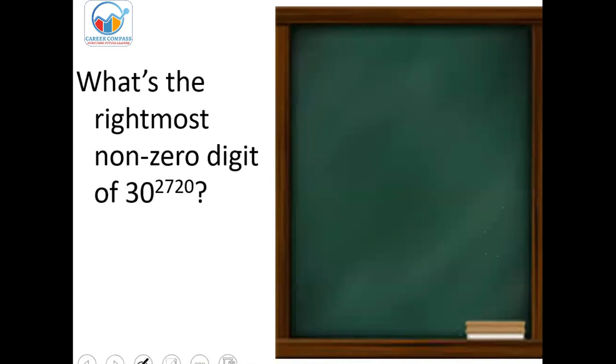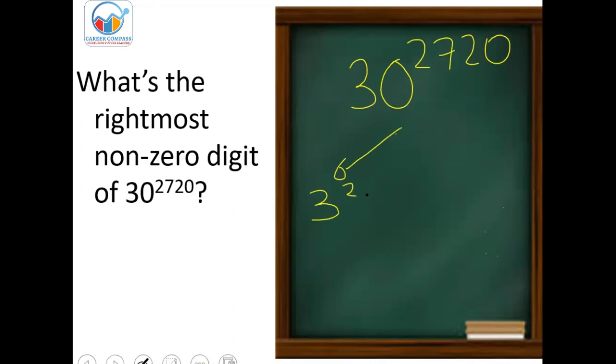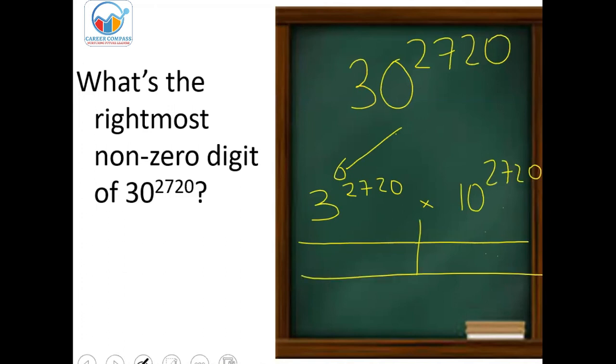All right, we got many views, many different types of answers. Let's see. What is this number? If I look at this number as two parts, I am splitting it into two parts. One part will be 3 to the power 2720, and the other part will be 10 to the power 2720, right? Which means there is no doubt that this entire part will produce a lot of zeros at the end.